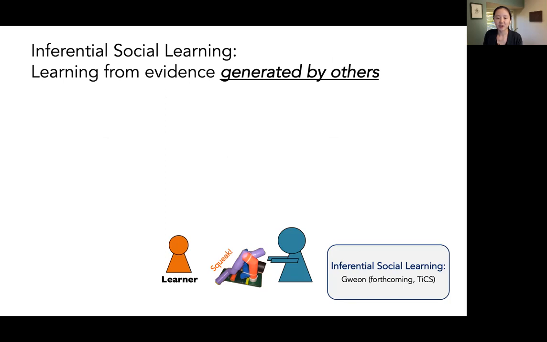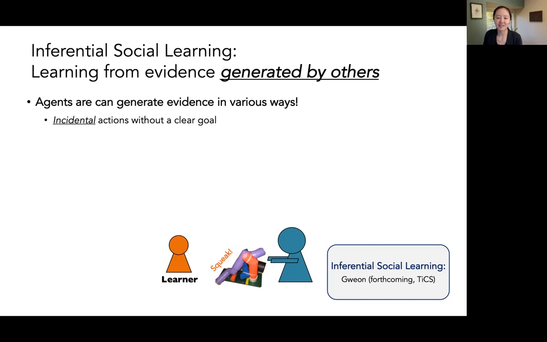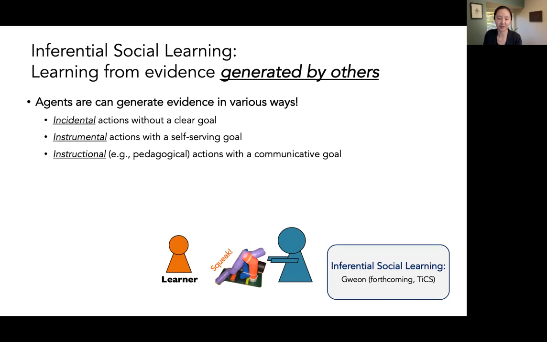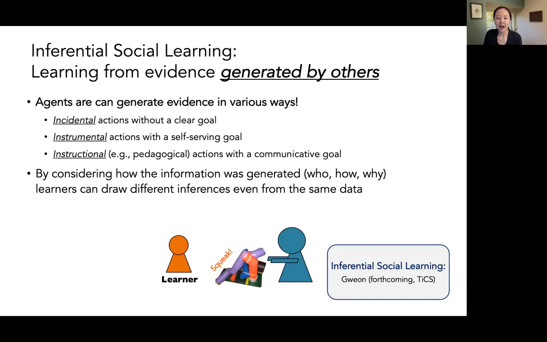However, learning from data generated by others involves some interesting understanding about what other people do and why, because agents can generate evidence in many different ways. For instance, people might perform incidental actions without a clear goal. They might perform instrumental actions with a self-serving goal without any regard to the learner. However, they also might provide instructional, pedagogical actions, with a clear communicative goal of teaching the learner something useful about the world. So, to the extent that the learner can distinguish different kinds of actions, they can consider how information was generated, by whom and why, and they can draw different inferences even from seemingly the same set of data. And these inferences can be especially powerful when the evidence is generated by teachers who want to help the learner learn.